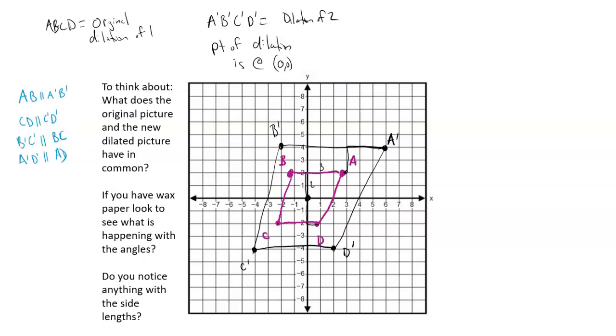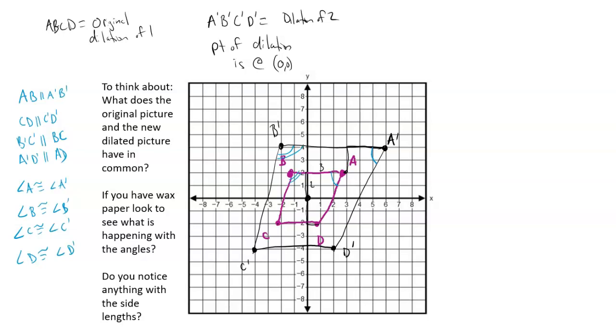Well, if I took wax paper, I should have noticed that this angle was congruent to that angle. So my angle A was congruent to my angle A prime, and same thing for all of the rest of them. They were all congruent to each other. They didn't change. Okay. And again, I can't show that on the video, but if you had wax paper and graphed this out, you can really see that that angle really does match up with that angle. What else do we notice?